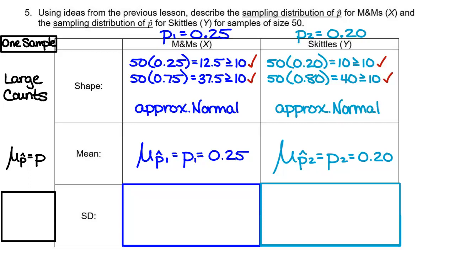How do we calculate the standard deviation for p hat? Square root of, yep, p times 1 minus p over n. All of that underneath the square root. So the square root of the fraction, p times 1 minus p over n. I would like you guys to calculate the standard deviation for both M&Ms and for Skittles.